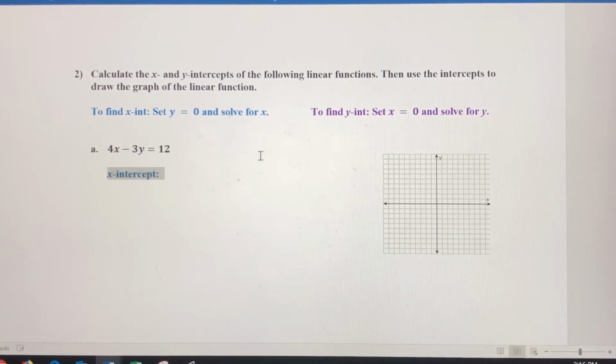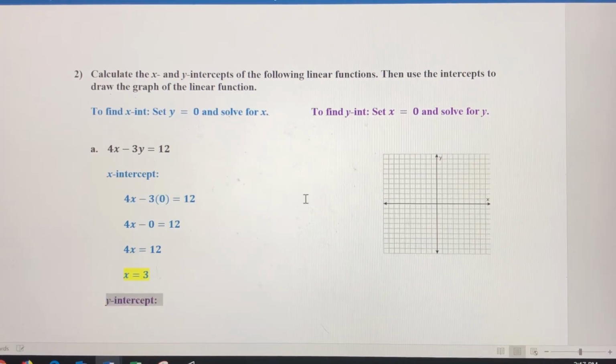All right, so first let's find the x-intercept. We want to set y equal to 0, so we're going to replace this y with a 0. Notice anything times 0 is 0. So that gives me 4x minus 0 equals 12. 4x minus 0 is just 4x, and then I'm going to divide both sides by 4 to get my x-intercept of 3. So the point at 3 will be on my graph. We'll graph that in just a second, but it will be right here at positive 3.